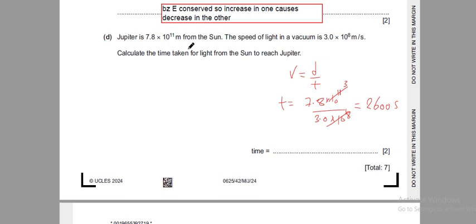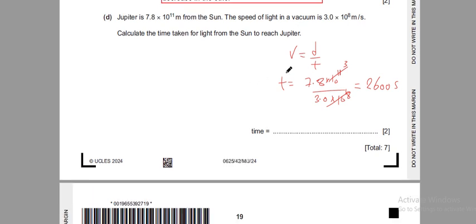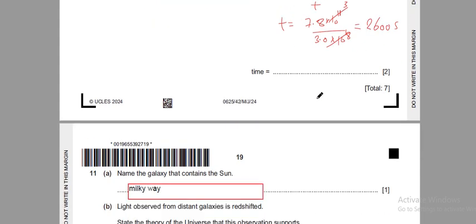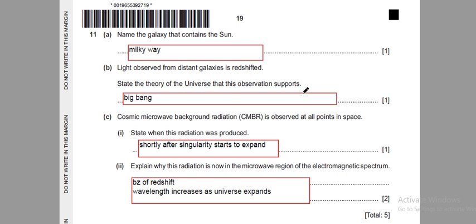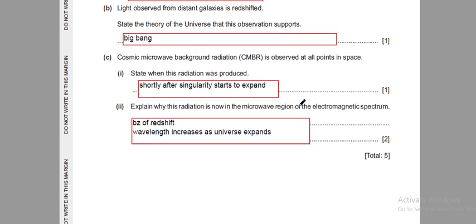Jupiter has this distance from the sun, and the speed of light in a vacuum is given. Calculate the time. It is a regular V equals d over t problem, where we can write that t equals d over v, okay, and we can find the answer easily. Name the galaxy that contains the sun. It is the Milky Way. Light observed from distant galaxies is redshifted.